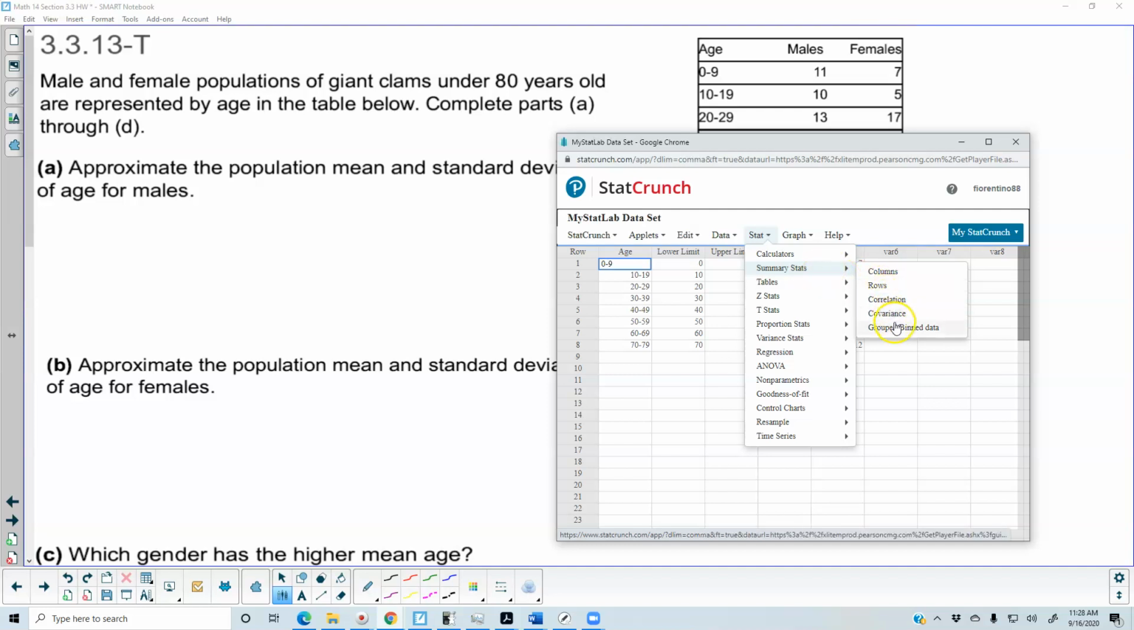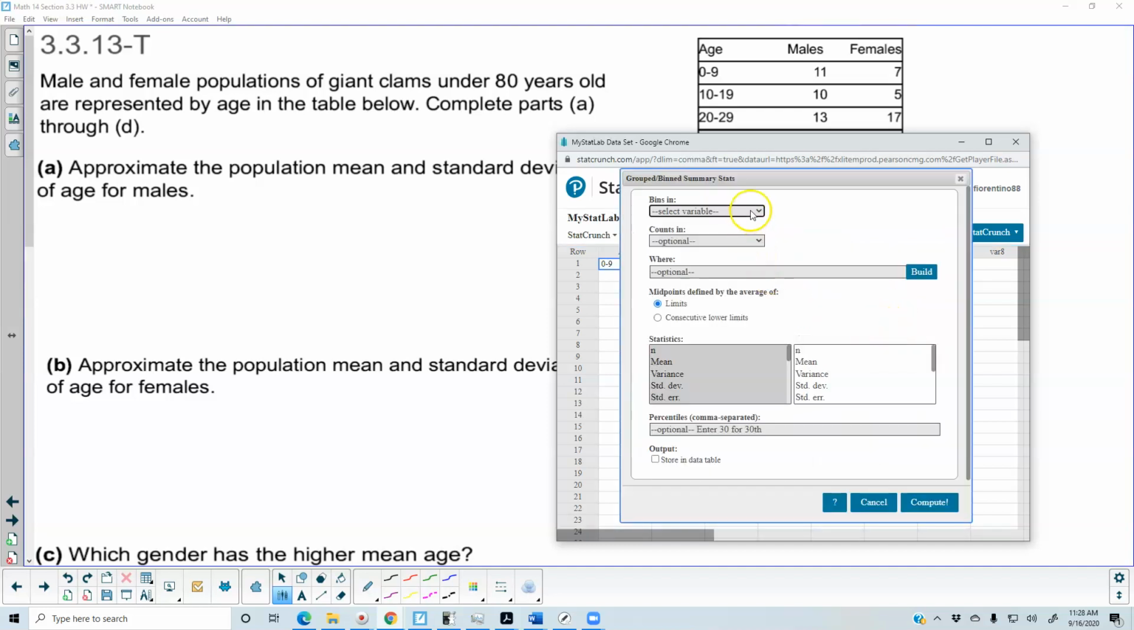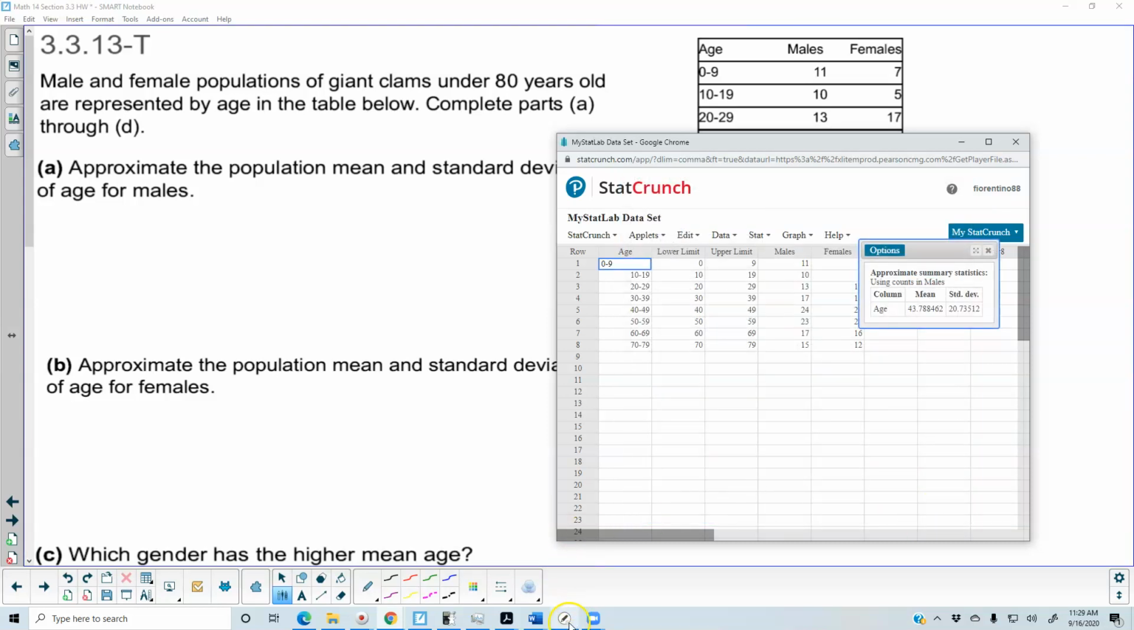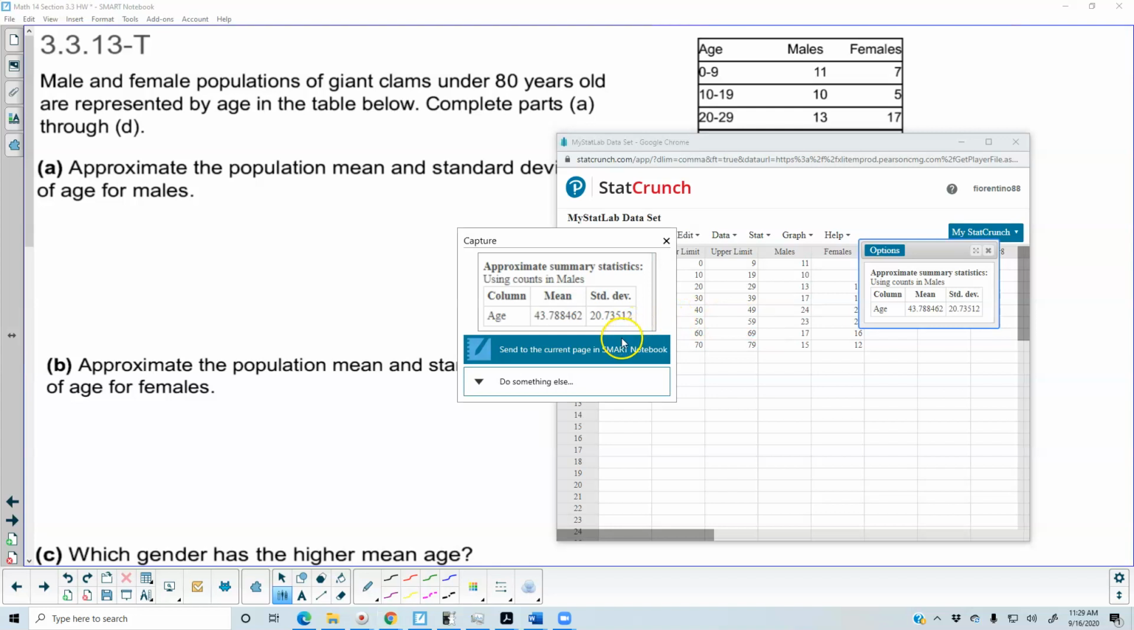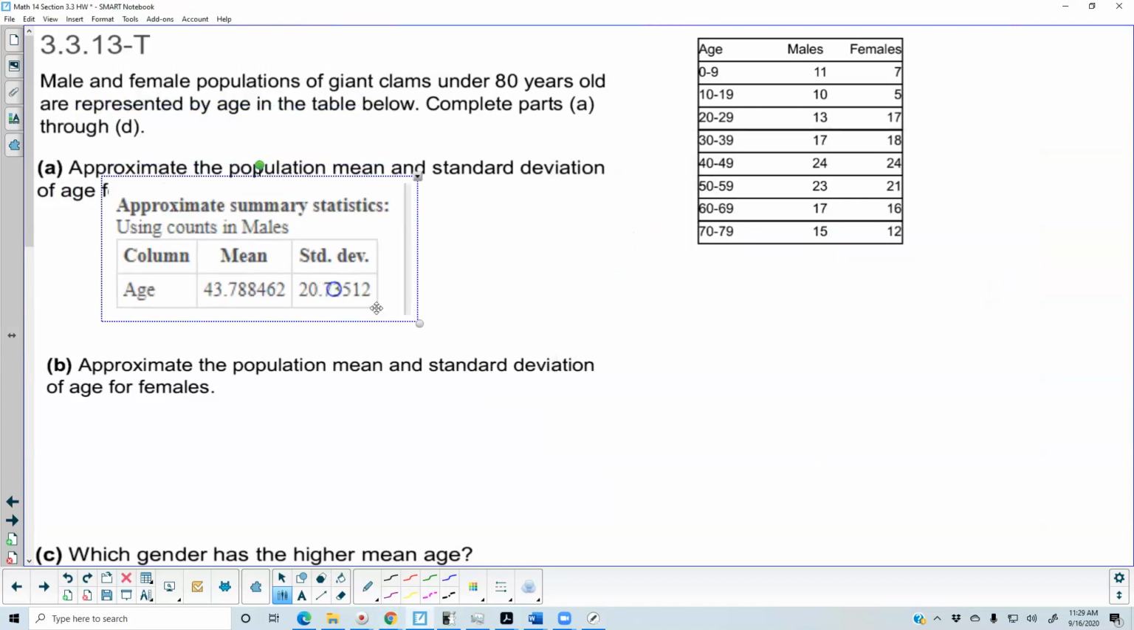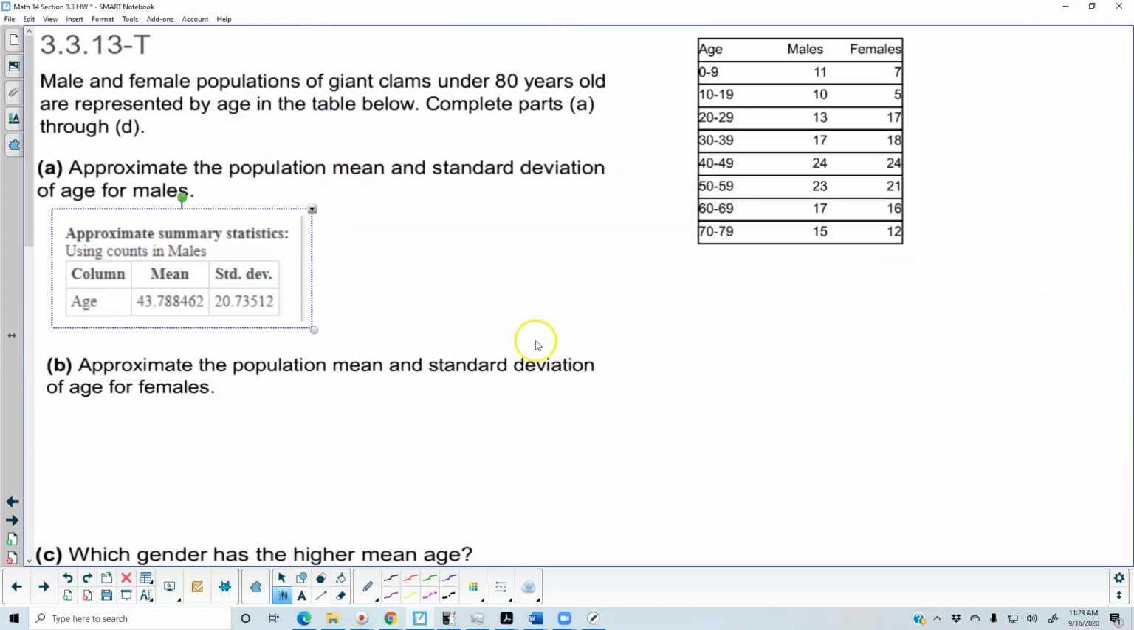And then we're going to go down to Group Bin Data. The bins in are the classes, which is the age. The counts in are the males. We want to look at the consecutive lower limits to find the mean and the standard deviation. Now we're going to select Compute. Okay, and then we're rounding this to 2 decimal places.